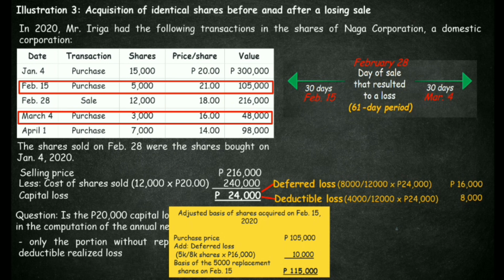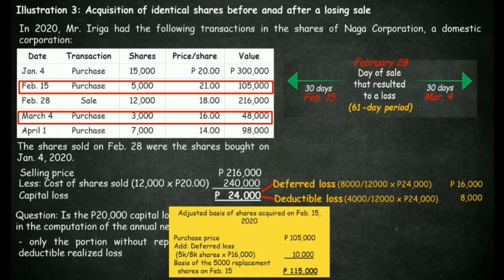So, how to get the 10,000 pesos? So, we have this fraction, 5,000. So, that refers to the shares acquired on February 15. And then, we divide it with 8,000 shares. So, itong 8,000 shares, this is the total number of replacement shares, 5,000 on February 15 plus 3,000 on March 4. And then, we multiply it with the total deferred loss of 16,000. So, the answer to that is 10,000.